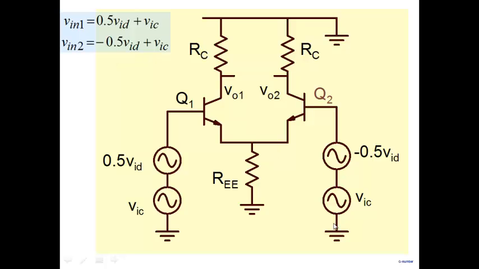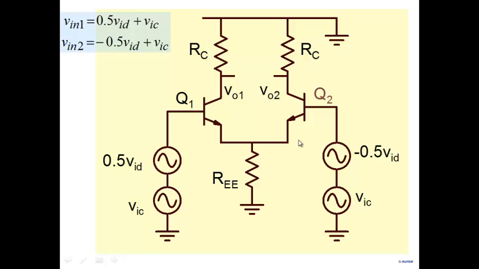All right. So instead of Vin1 and Vin2, the two input voltages, I put in terms of VID and VIC. So now what we'll do is, as I said, our interest is in understanding how does this differential pair respond to differential signal and how does it respond to common mode signal here.